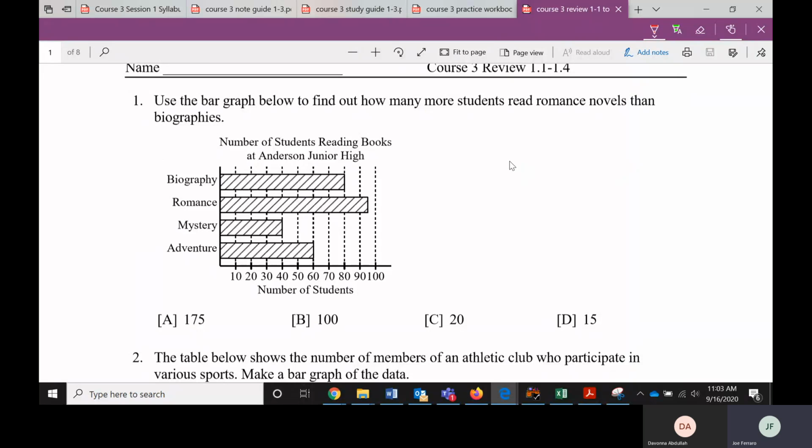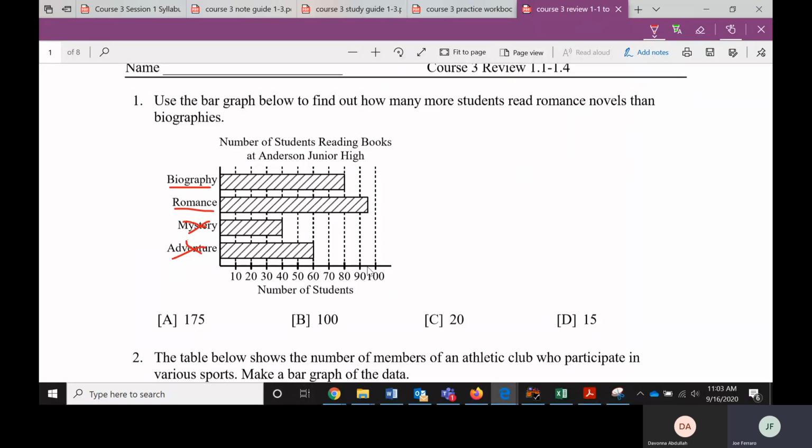All right, let's get started. It says use the graph below to find out how many more students read romance novels than biographies. The key thing is making sure you look at the 2 things they're talking about. We don't care about the other numbers at all. Then it says how many more read romance.